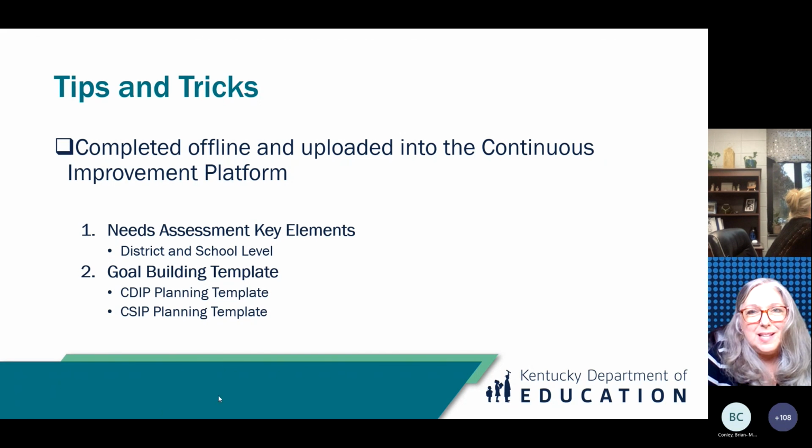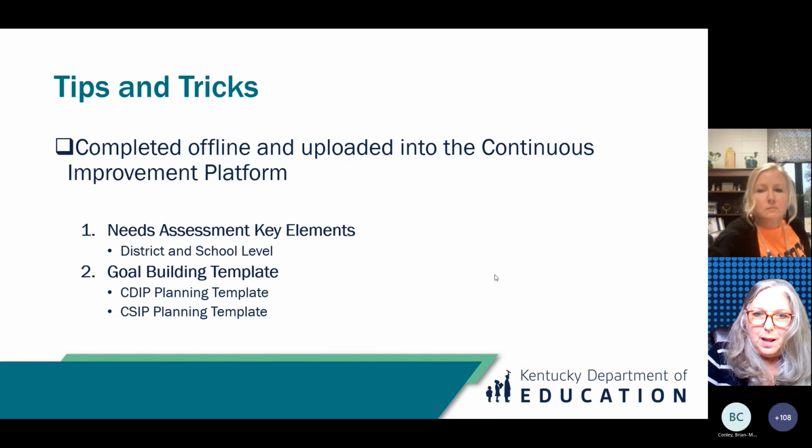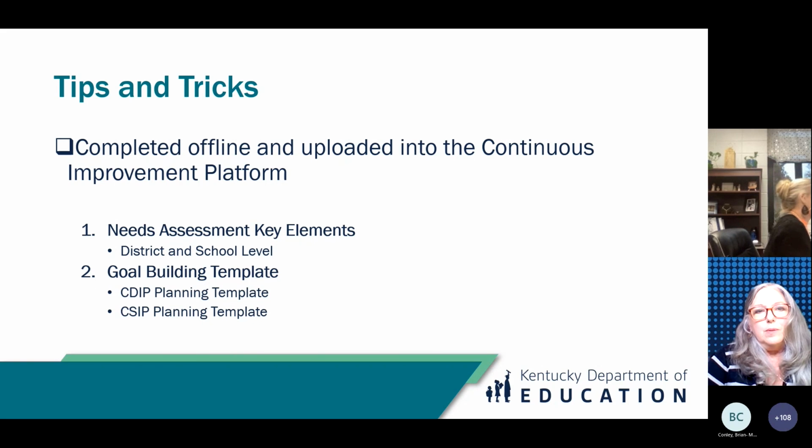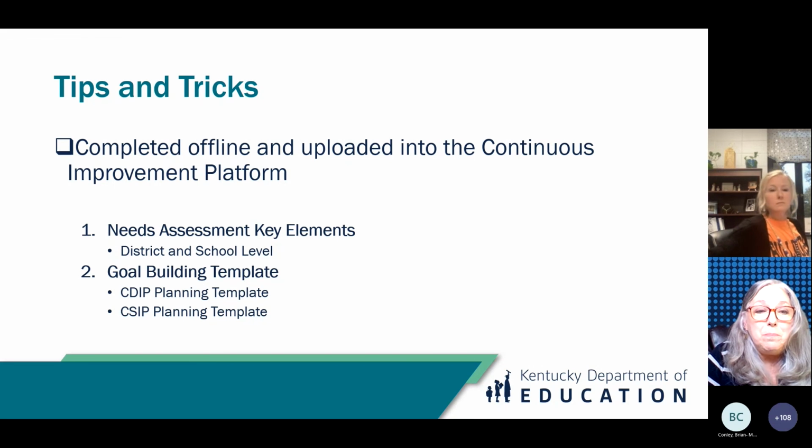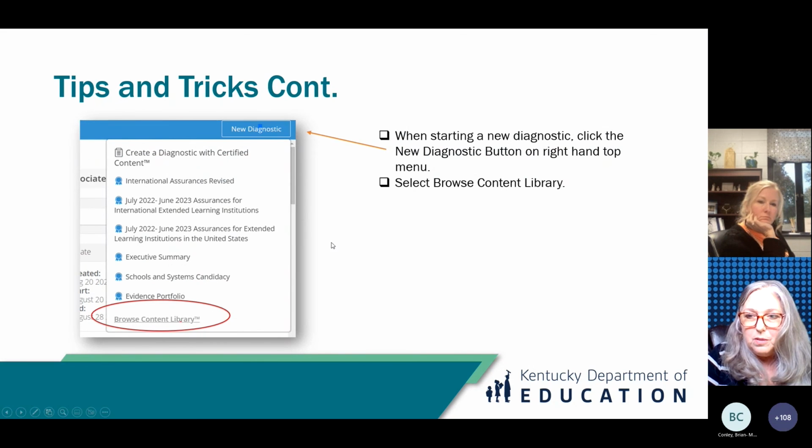So I did mention a few of these a little bit ago, the tips and tricks. Just make sure there are a couple of things that are completed offline and then uploaded into the continuous improvement platform, formerly eProve. Your needs assessment key elements templates, for district and school level, are on the continuous comprehensive improvement planning webpage. There's a link to that page at the end of this presentation. Your goal building templates for both CDIP and CSIP are also located at the bottom of that page. So make sure that when you start looking for them, you can find them offsite.